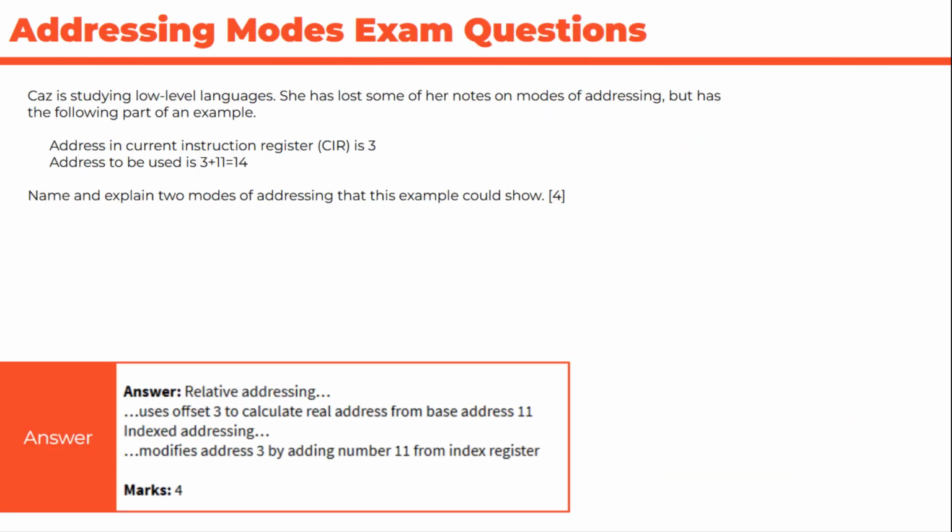So, if we go back to what we looked at before, knowing this information now, Kaz, with her low-level languages, it says address in current instruction register, CIR is 3. Address to be used is 3 plus 11 equals 14. Name and explain two modes of addressing that this example could show. We've got relative addressing because it uses an offset 3 to calculate the real address from the base address 11. And we've got indexed addressing. Modifies address 3 by adding the number 11 from the indexed register.